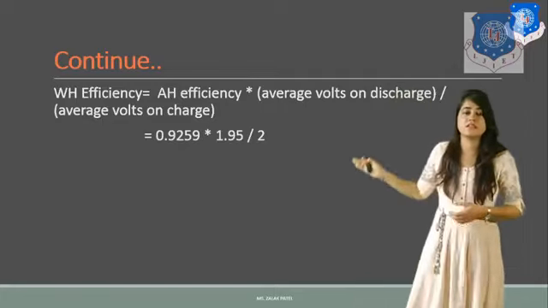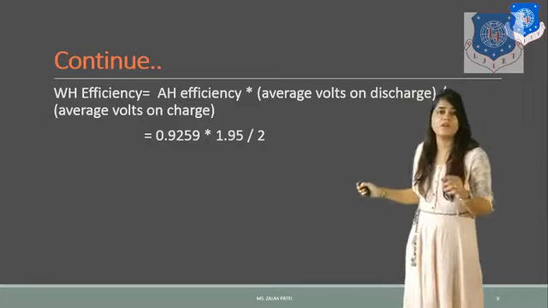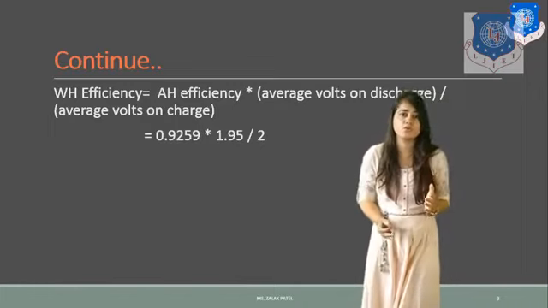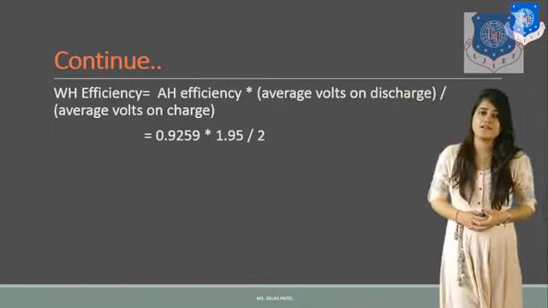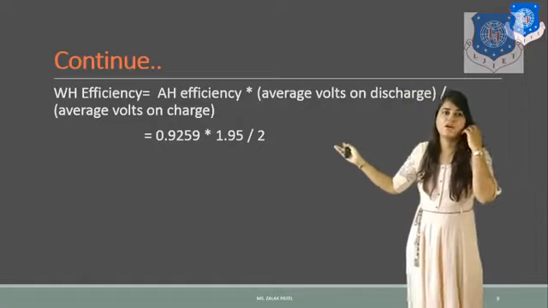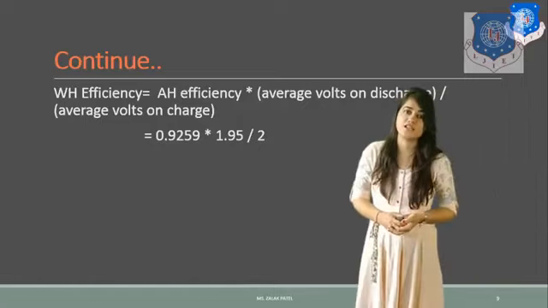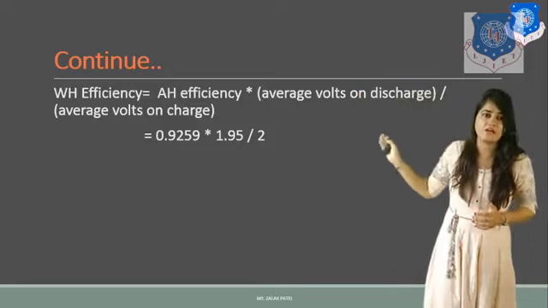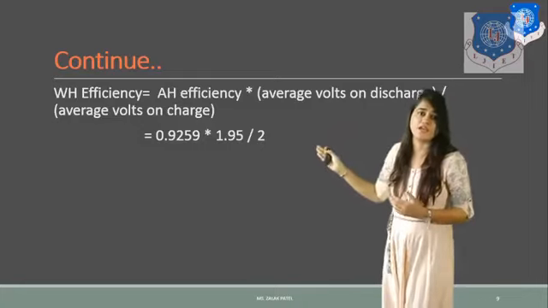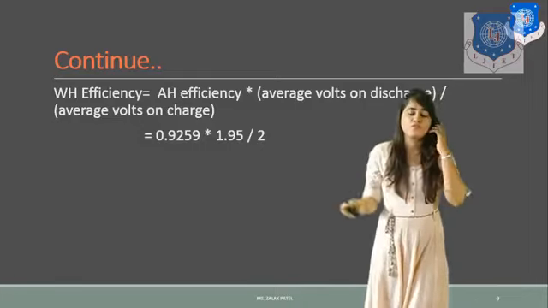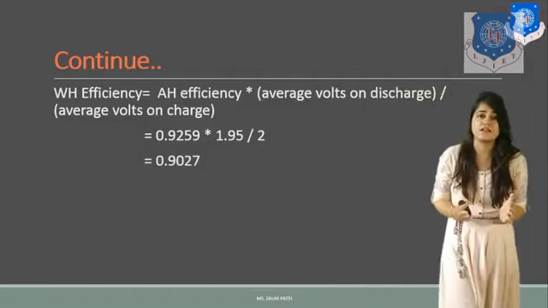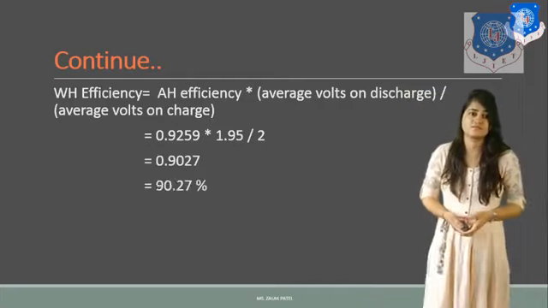Ampere hour efficiency is 92%, means you have to put the ampere hour efficiency here. It is 0.9259 into the average voltage while discharging, so it is 1.95 volt, and the average voltage while charging, that is 2 volt. So let's put the values in the above equation. We get 0.9259 into 1.95 divided by 2. If you calculate this term, it gives the answer 0.9027, means 90.27 percent. This is our watt hour efficiency answer.